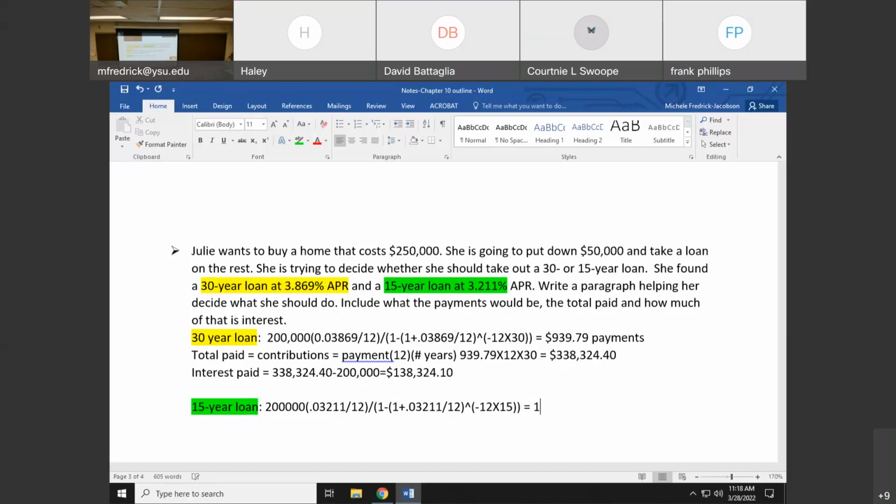Getting $1,401.55. Everyone getting $1,401.55? If this is on a test, I would plug it in and then plug it in again and make sure it matches.